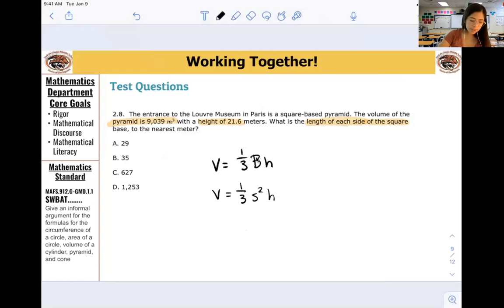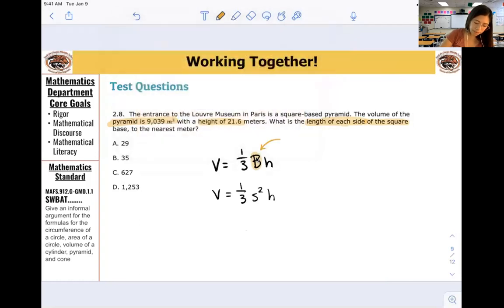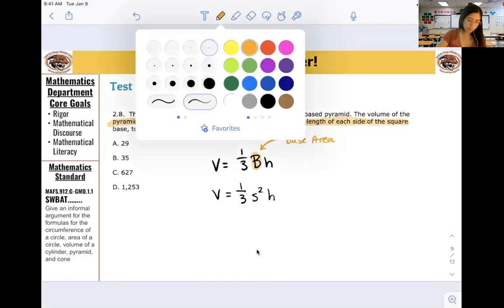So remember, B stands for base area. So when I write B, you have to remember that you still need to figure out what that actually is. And it depends on the base. For a square pyramid, it's a square. For a cylinder, it would be a circle. For a cone, it would be a circle. So you have to always think, okay, what is the base? It's a square, so that's the formula for the area.